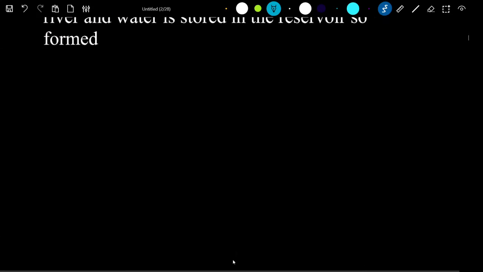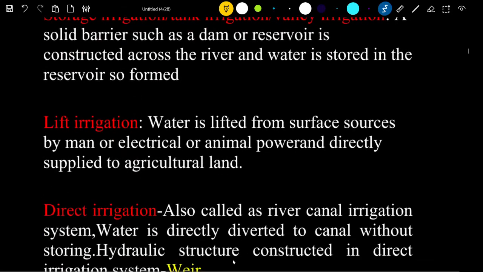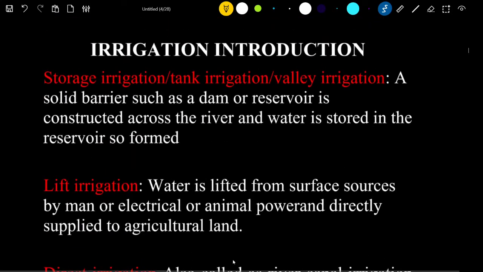Now, we'll move on to the next question. Second question is, the irrigation from well is an example of. Options given are storage, lift irrigation, direct irrigation, perennial irrigation. So, we'll see one by one what these options are. First one, storage irrigation, as we saw, is also called tank irrigation or valley irrigation. Here a barrier like a dam etc. will be constructed, water is stored, and it is used for irrigation.